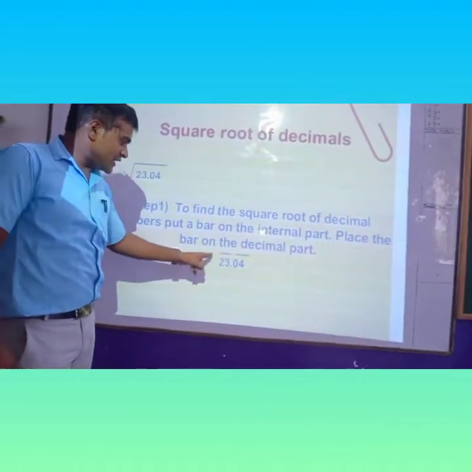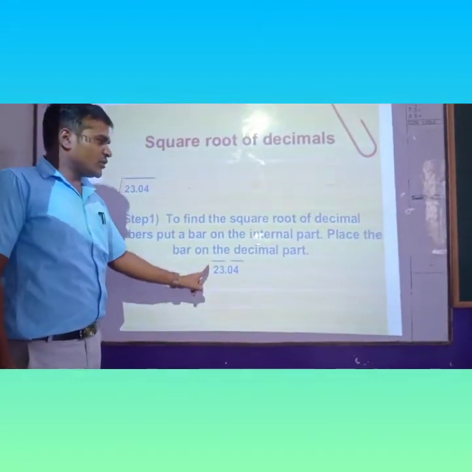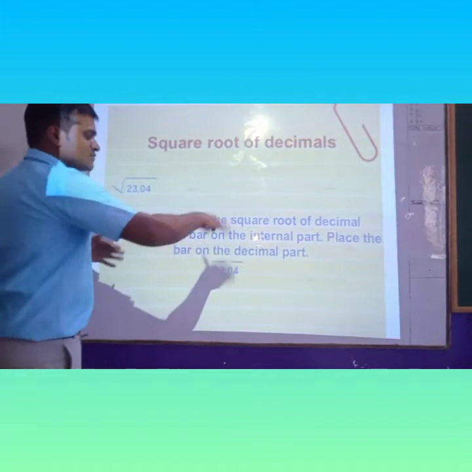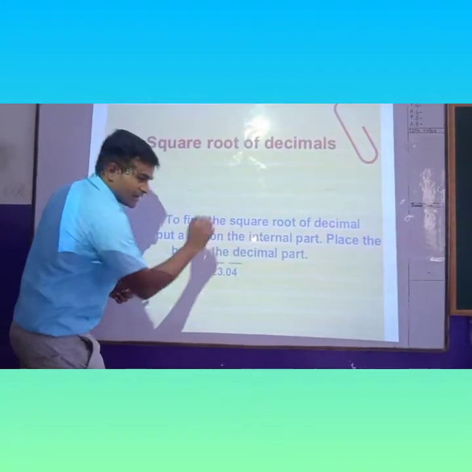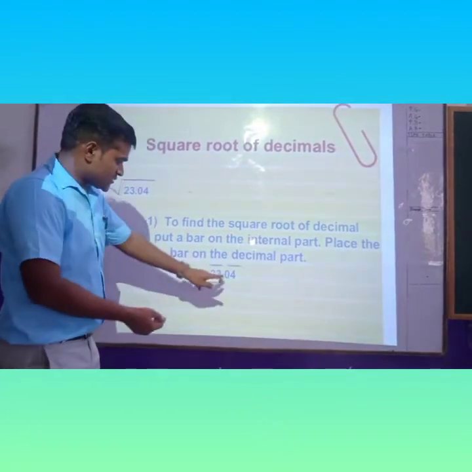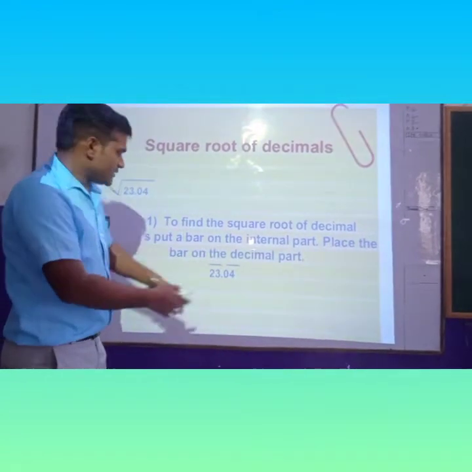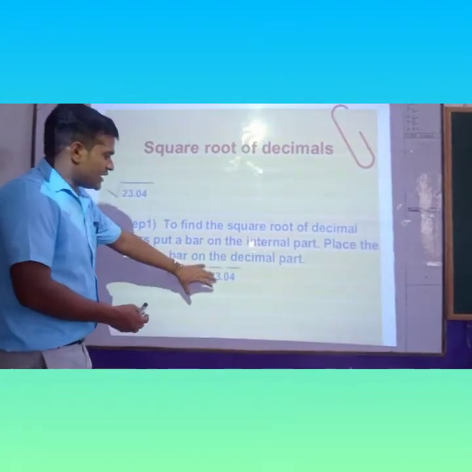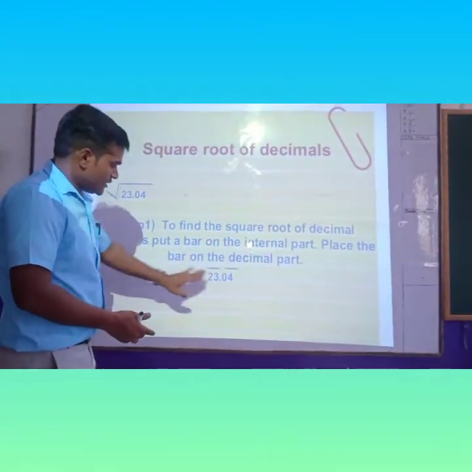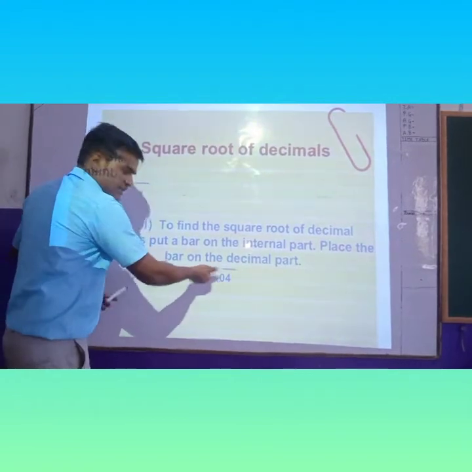Put a bar on the integral part. This is the integral part. And place the bar on the decimal part. We know that this is the whole part and this is the decimal part; the right side of the decimal point is called the decimal part. So put the bar on the decimal part and put the bar on the integral part. Okay, so we have done this.